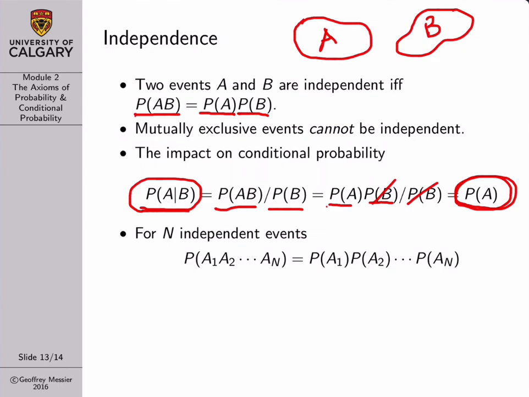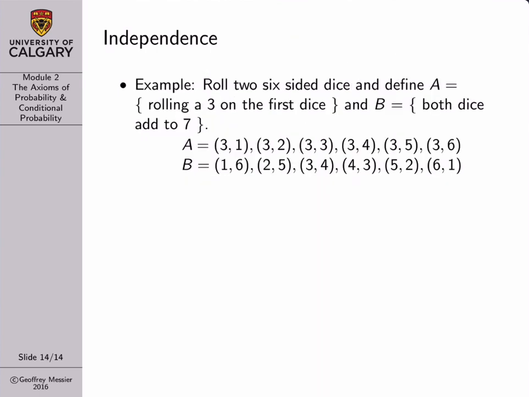If we have a whole bunch of independent events, the equation for independence just extends itself. So the probability of the intersection of n independent events is just equal to the product of their individual probabilities. To conclude our discussion of independence and to conclude this module, I'd like to do a quick example.